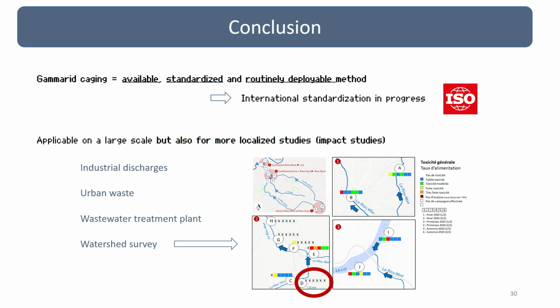And here is an example of a watershed survey where you can see, with the red ring, we have identified the main source of toxicity on the watershed.